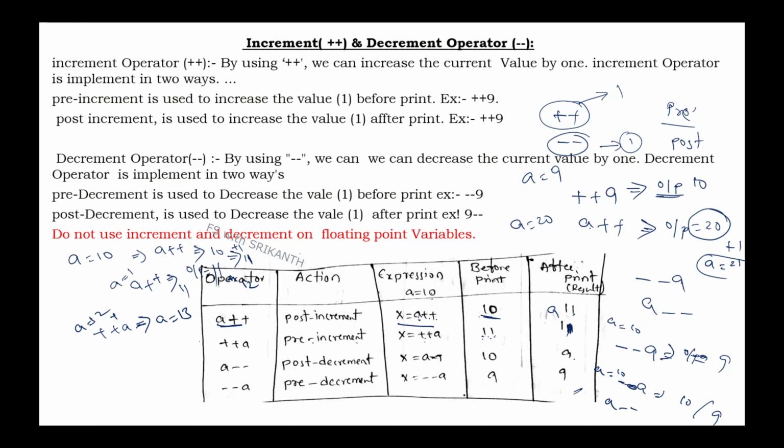Increment and decrement increase or decrease the value by 1 only. Post-increment is like postpaid: first use, then change. Pre-increment: first change, then use. Post, first use, then change. Pre, first change, then use. That is the difference, right?